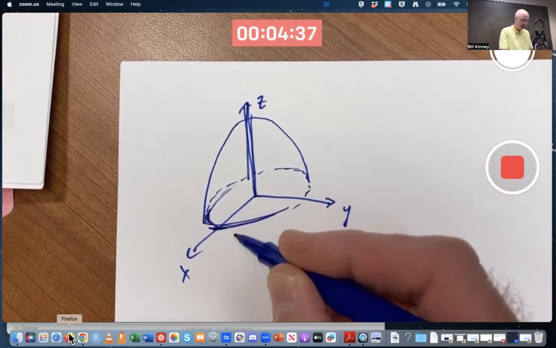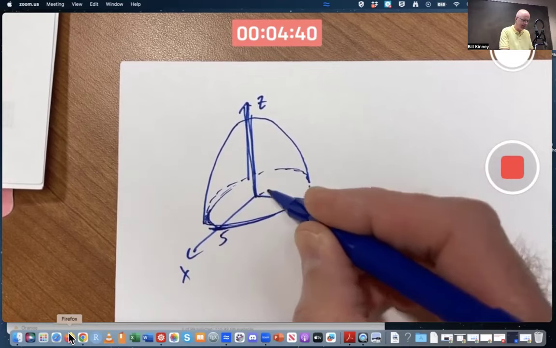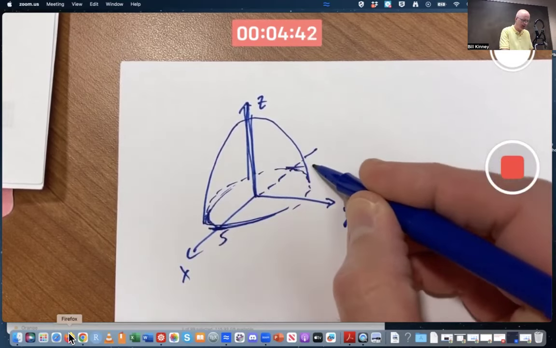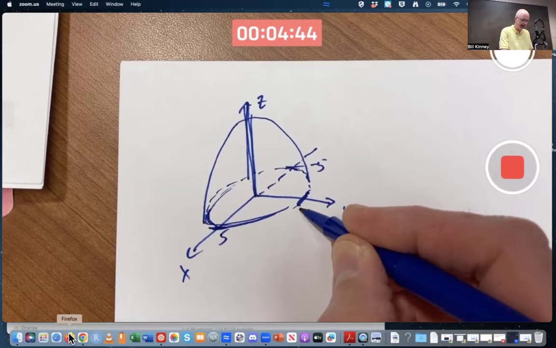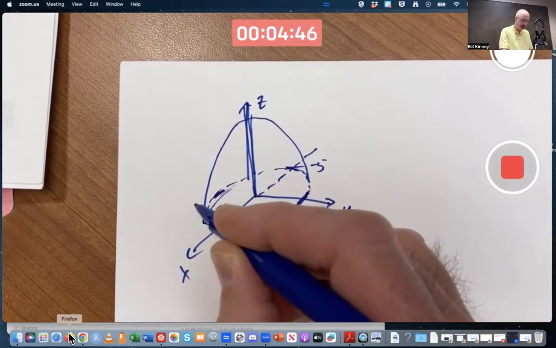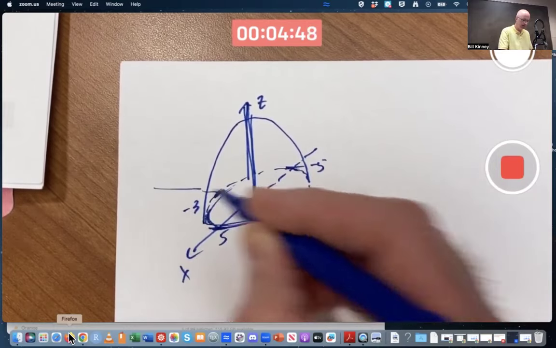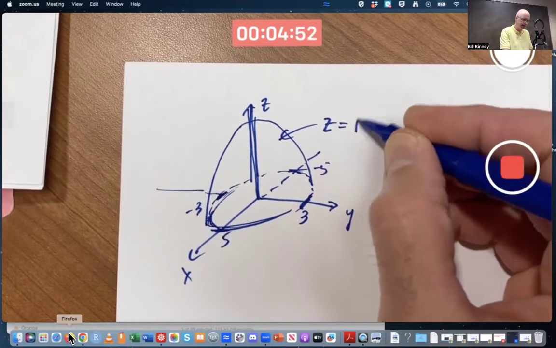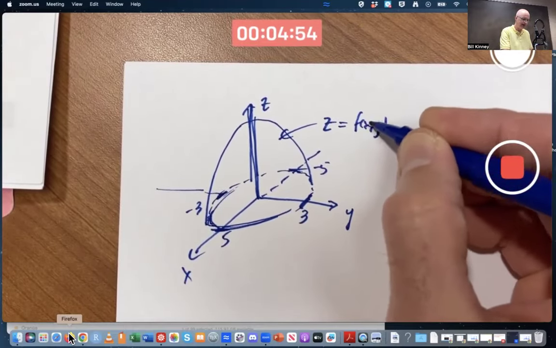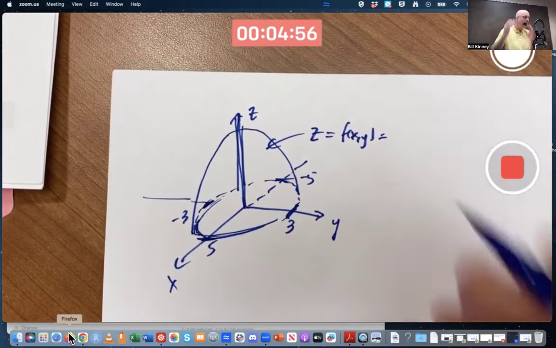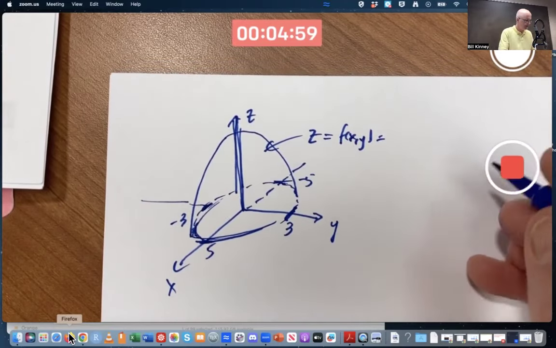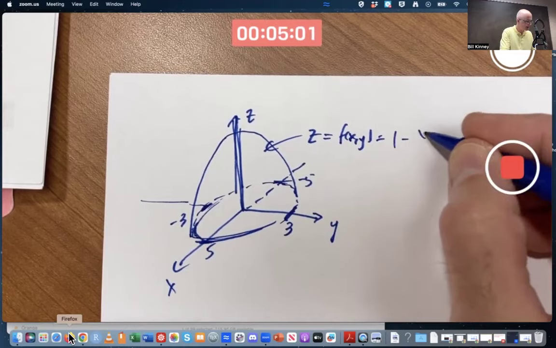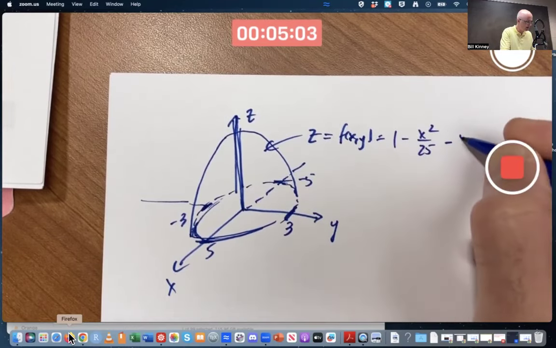X-intercepts of the ellipse were at plus or minus 5. Negative 5 back there. Y-intercepts of the ellipse were plus or minus 3. And the equation of the solid, the top of the solid, I should say, was f of xy equals 1 minus x squared over 25 minus y squared over 9.